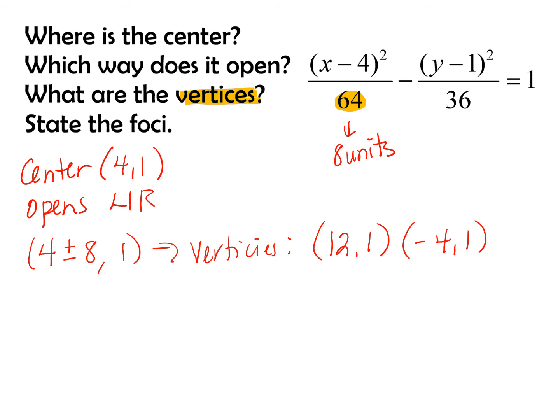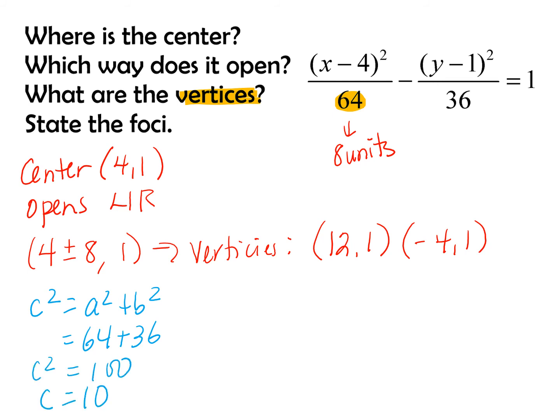And then lastly, we need to find the foci. C squared equals a squared plus b squared. 64 plus 36, so that's 100. So C is 10. Again, the foci have to lie on that transverse axis. So they are going to be 10 units. And again, because this is opening left and right, it's going to affect the X coordinate.